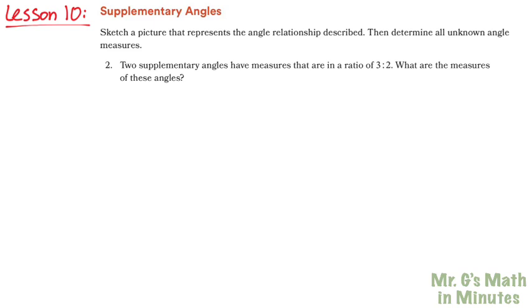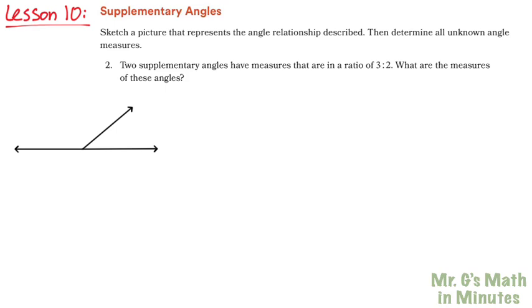So here it says, sketch a picture that represents the angle relationship described, then determine all unknown angle measures. It tells us two supplementary angles have measures that are in a ratio of 3 to 2. What are the measures of those angles? All right, so first things first, I'm going to go ahead and sketch this picture as supplementary angles. That means that it's going to be two angles that form a straight angle.